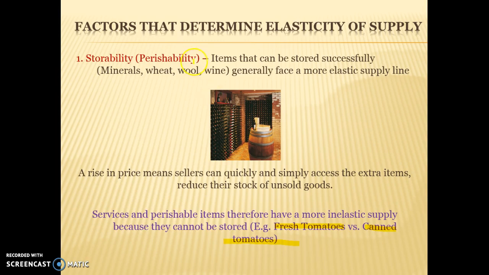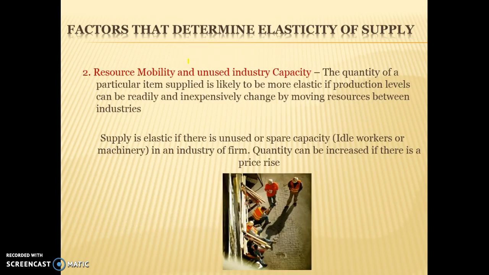The first factor, storability. Don't get confused between the factors impacting elasticity of demand and elasticity of supply. They are different, and if you say one the wrong way, you will not receive any marks. So the first one is storability. Second one is what we call resource mobility and unused industry capacity.